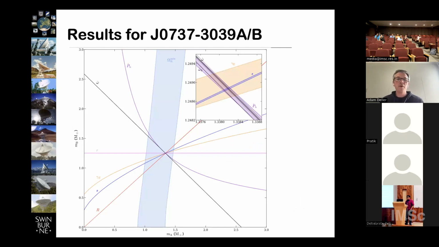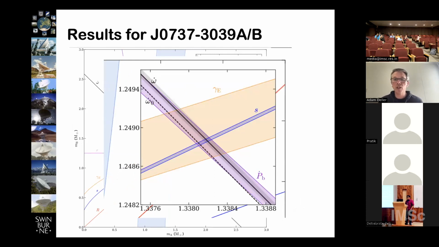So this is kind of the beautiful plot from the paper here, showing all of the post-Keplerian parameters that have been measured by pulsar timing, and then zooming in to the middle here. Every parameter gives you a pair of masses for the two pulsars in the system. And if your theory of gravity is correct, then these lines will all intersect at a point, or at least be consistent with intersecting at a point. I'll just zoom in a little bit further here.